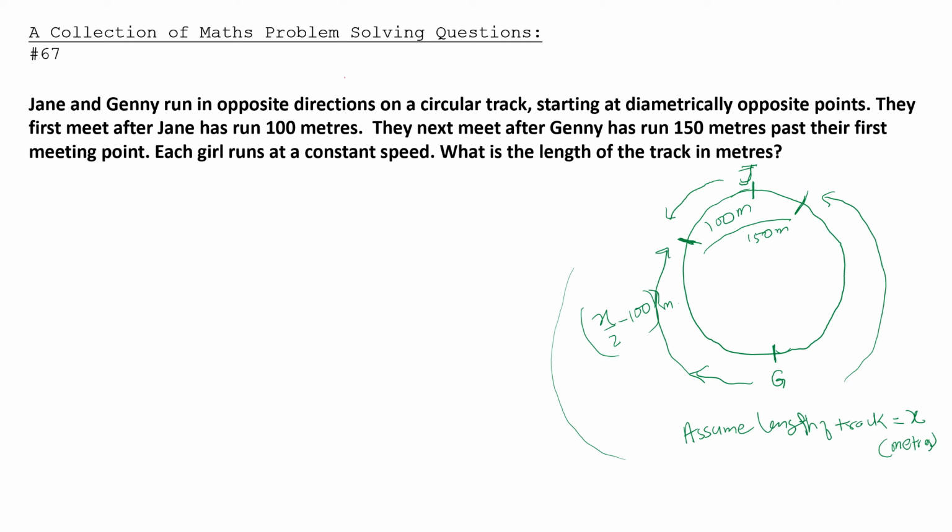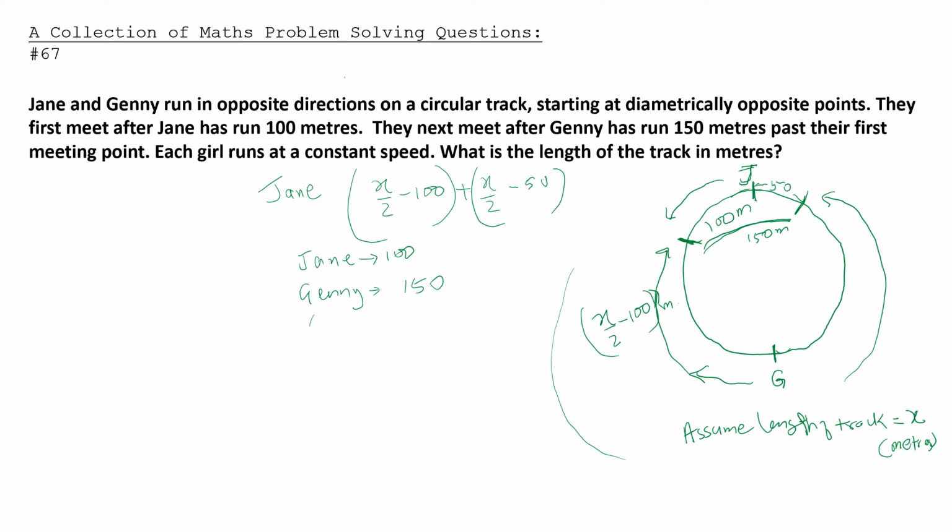Let me write it down here as a rough thing. It would be x out of 2 minus 100 and then plus x out of 2. And this bit is 50, because this whole thing is 150 and this much is 100, so this tiny bit is 50. So it would be x out of 2 minus 50. That is how much Jane has run the next time. The first time Jane runs 100, and for Jenny, the second time she runs is 150.